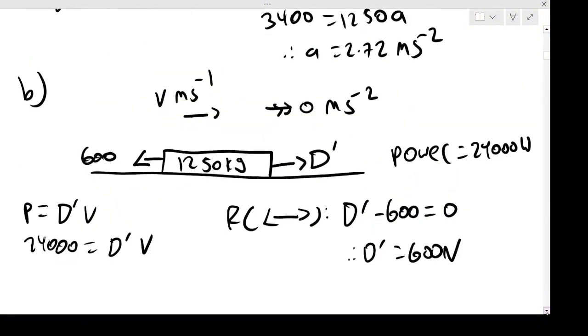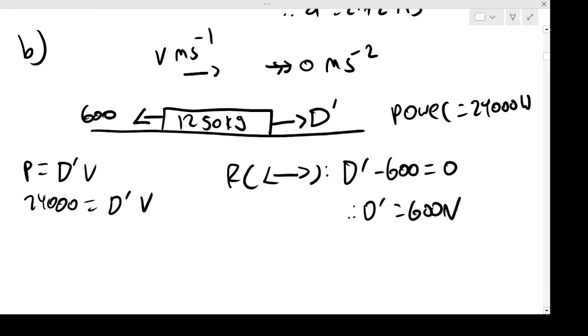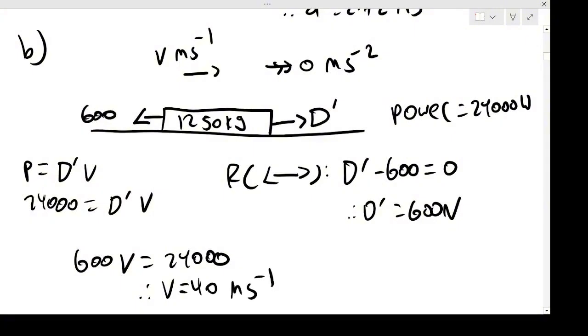Now I know my driving force, so I can use my power to say that 600 times v is going to equal 24,000, which therefore means my speed v is going to be 40. So that is my maximum speed.